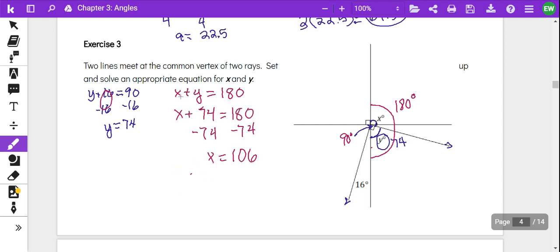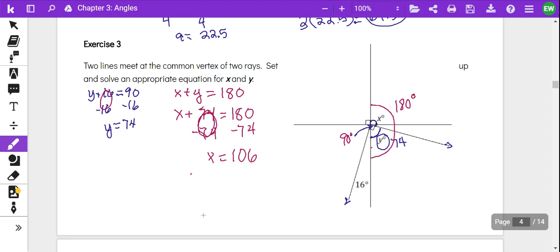Okay, as you can see here, I've set up the equation x plus y is 180. I know what y is, so x plus 74 equals 180. We're going to zero out that 74. Balancing the equation, x is 106.